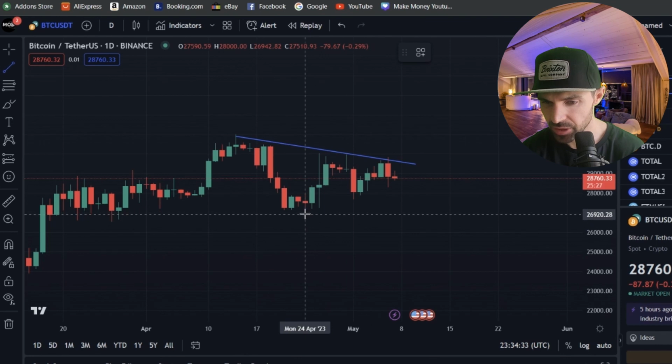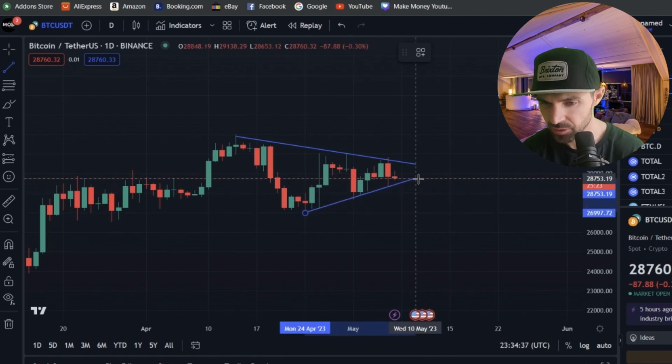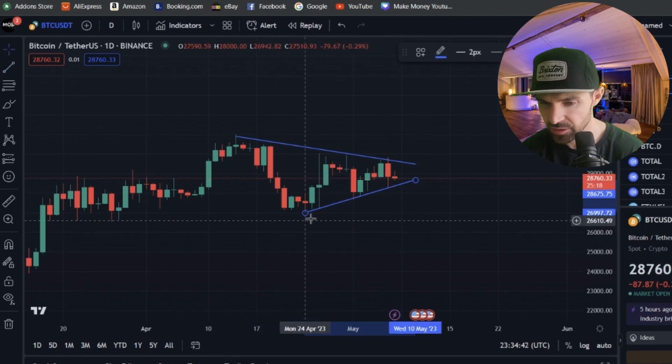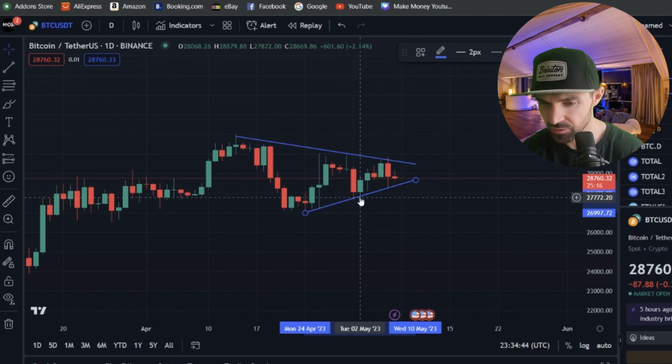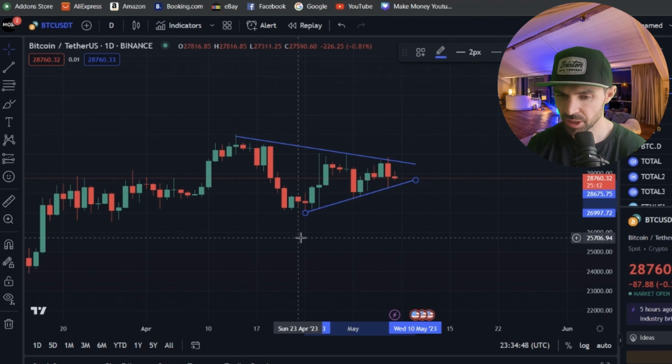Then I'll draw another lower trend line. I'll pick this wick here, and I'll bring it up here like this. You need at least 2 touches of the wicks to form a trend line. If you get 3, it's better, it's confirmation.